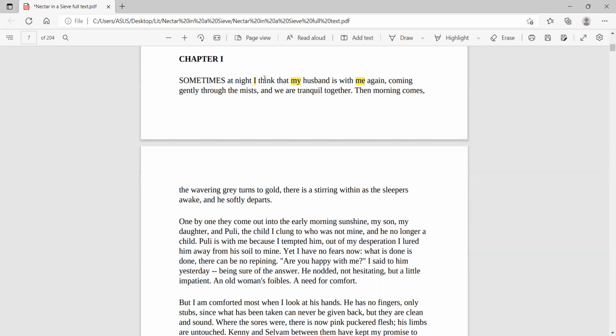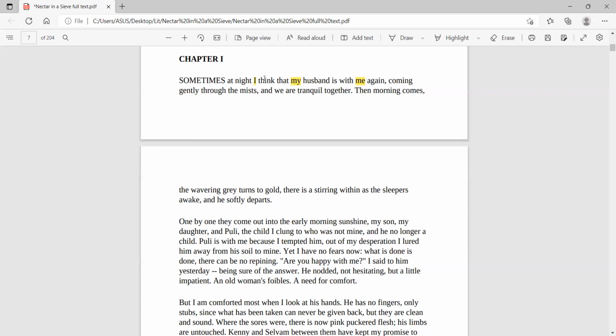So here, "I think that my husband is with me again" gives us the idea that he is not with her. The character he is not with the character her. We don't know their names still, so don't get confused. The character he is not with the character her still. She goes back into her past. This is some kind of a flashback.